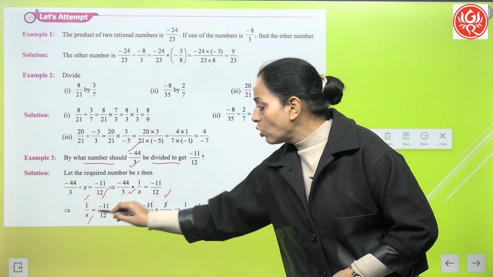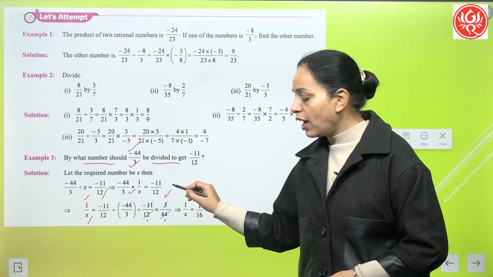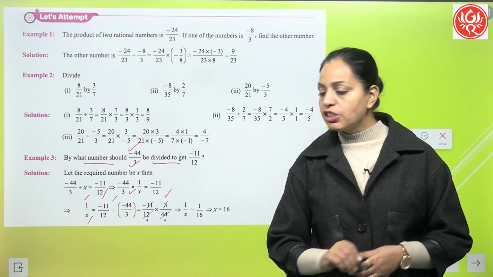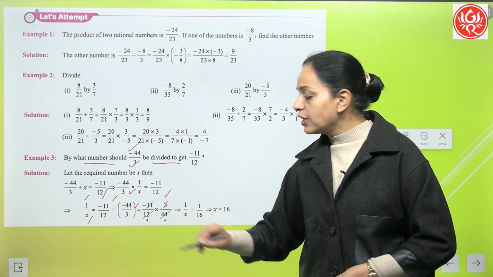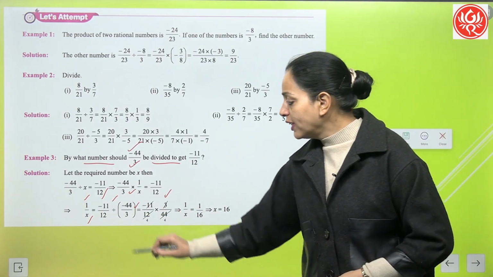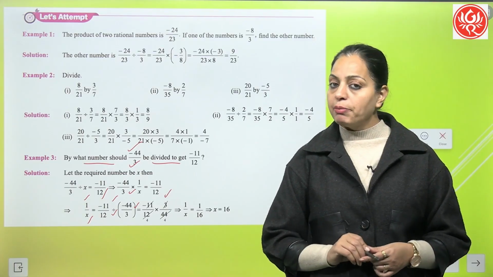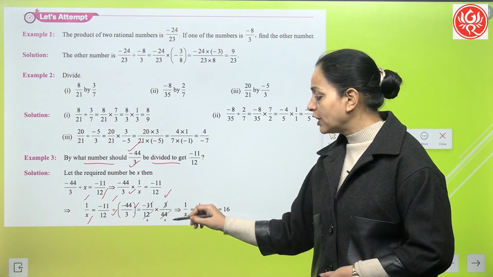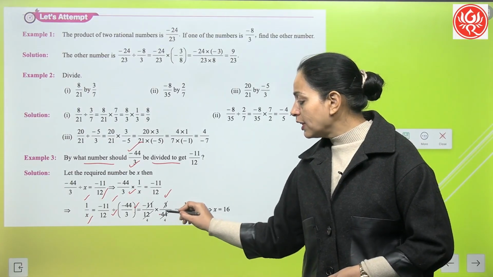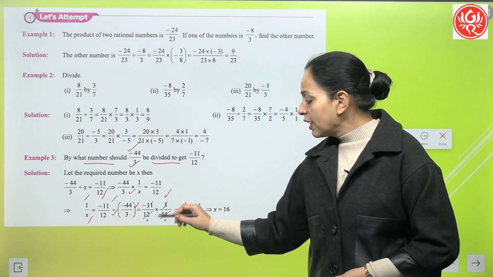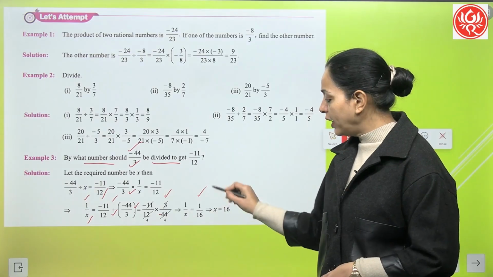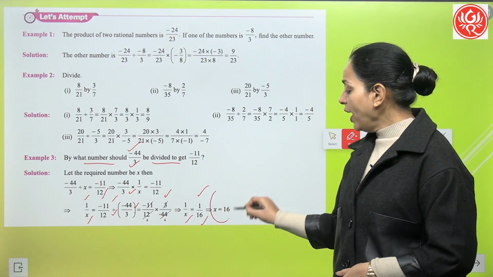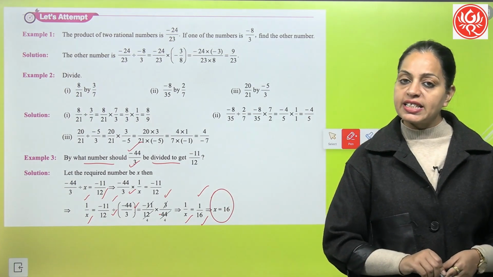So we can do what? We can shift this number to the other side. So 1 upon x equals minus 11 by 12 divided by minus 44 upon 3, right? Now we will change the division into multiplication and take the reciprocal of this number, 3 upon minus 44. So now minus minus becomes plus. Cut the numbers. So we are getting 1 upon x equals 1 upon 16. So x equals 16.